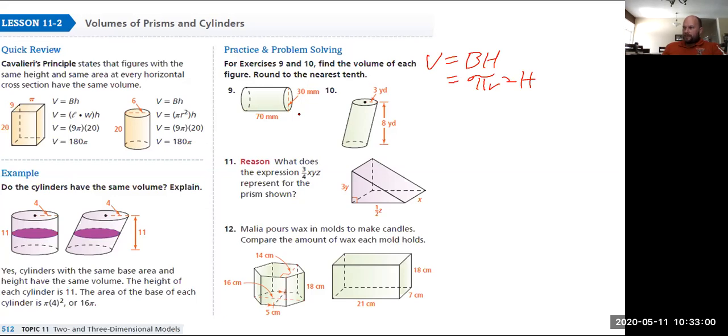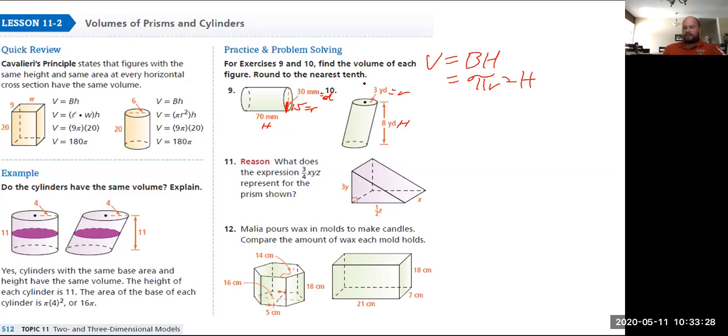Now, do we have everything we need for both of these? More or less. So on the first figure, we have the diameter given to us. We need only the radius, so we need to cut that in half. So the radius is 15. This up here was the diameter. On this one, we have 3 is our radius, and then on 9, 70 is our height, and on 10, 8 is our height. So we have the values that we need to plug in.